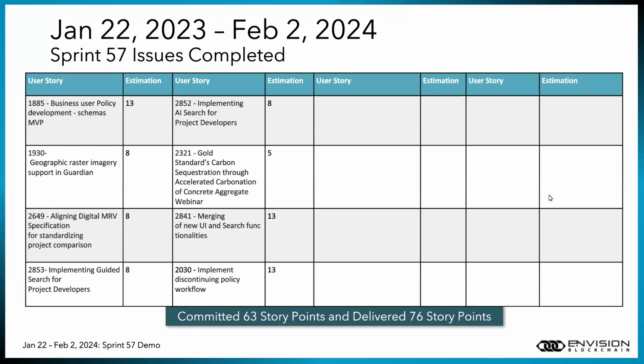In Sprint 57, we committed to 63 story points and we overcommitted and delivered 76 story points, which includes major milestones: 1885, business user policy development, Schemas MVP; 1930, which is geographic raster imagery support in Guardian; 2649, aligning digital MRV specification for standardizing project comparison; 2853 and 2852, which implement the AI search and guided search. Then we also merged a new UI, which is 2841, and 2030, which is implementing our discontinuing policy workflow.